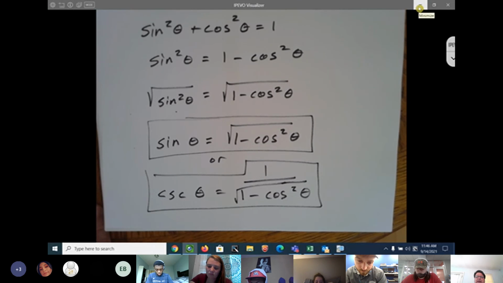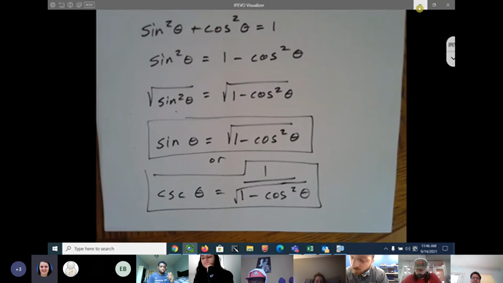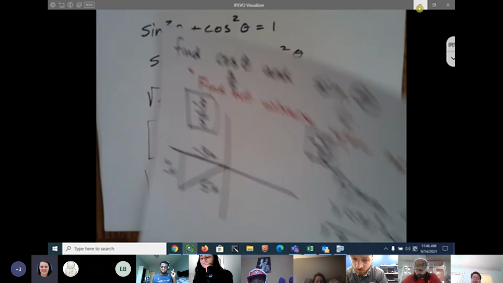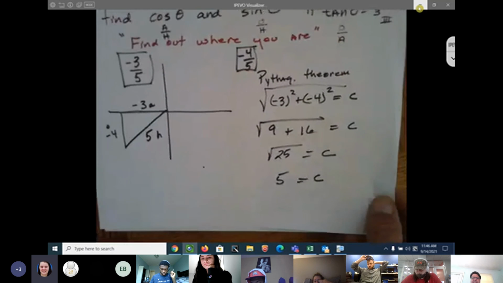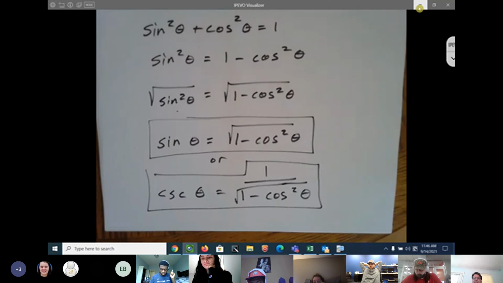Now I can tell you right now that the first one I did, this one right here, there'll be more of these on the test than these. I'll give you 2 or 3 of these, and I'll just give you like one of those. That's kind of the way I do the Pythagorean identities. I'll give you 2 or 3 of these, and I'll give you one of those.